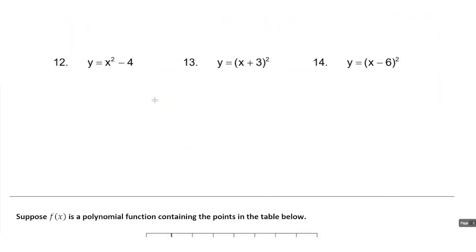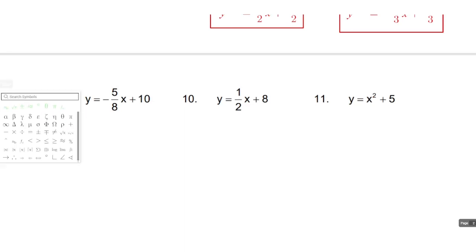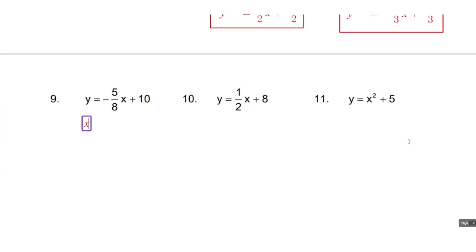Start with number 9. It's more the same, really. Let's do number 9 here. We'll start by subtracting, oh no, I'm sorry. First we need to swap x and y. Almost missed that. Then I'm going to subtract 10 from both sides.